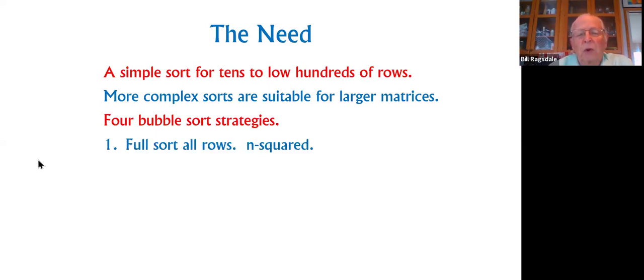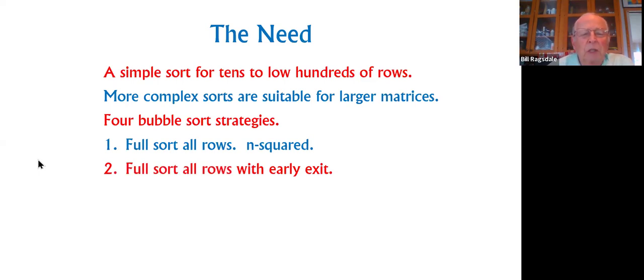First was a full sort of all rows, which takes n squared time, depending on the number of rows, because say with 10 rows, we sort 10 rows 10 times or make 10 passes through, a total of 100 comparisons. So that's our n squared.